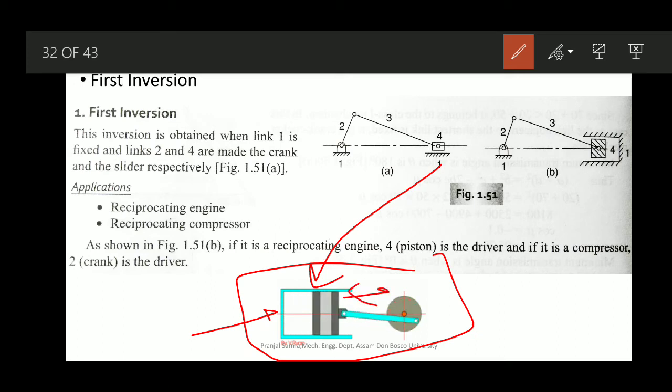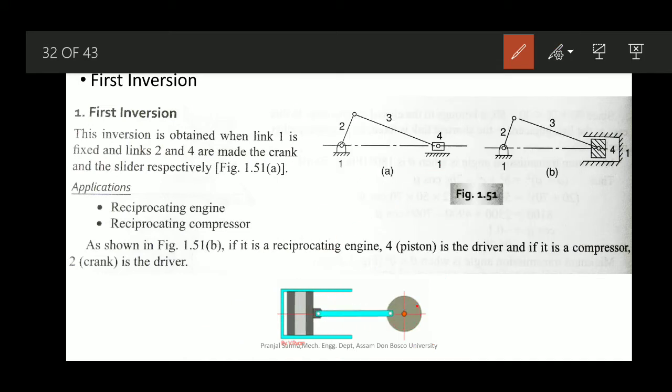It is constrained by this particular guide to move in this direction only. So if it is a compressor, then in this particular position it is going to compress it.